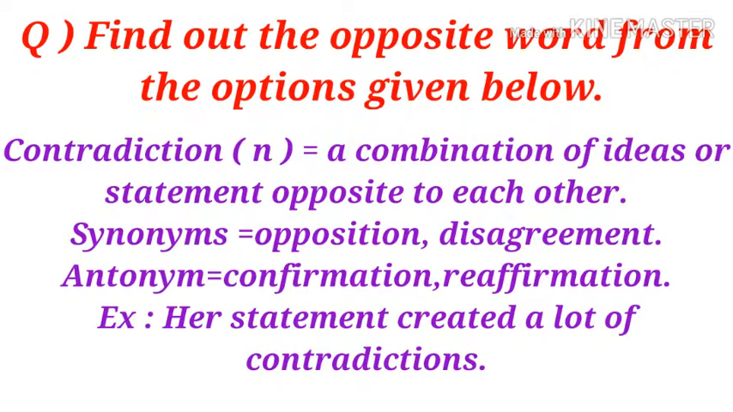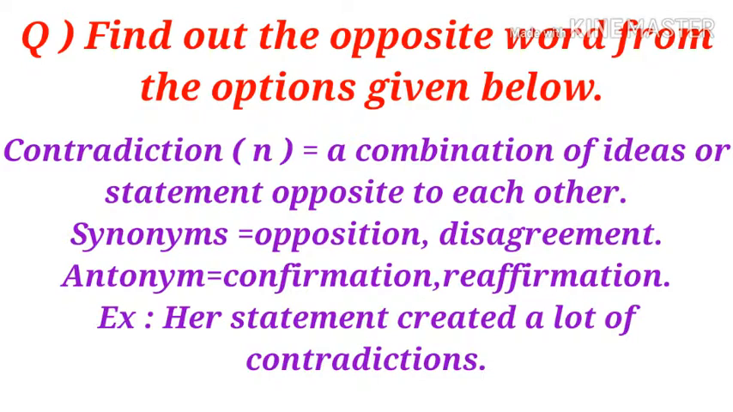You will understand the meaning of the word contradiction more clearly if you follow the example, and here I have given an example. It is like this: Her statement created a lot of contradictions. That means she made a statement which is completely different from others, so that is why lots of contradictions arose. So this is the meaning of the word contradiction. I hope you have understood it. Please listen to the video clearly, then you will obviously understand it.